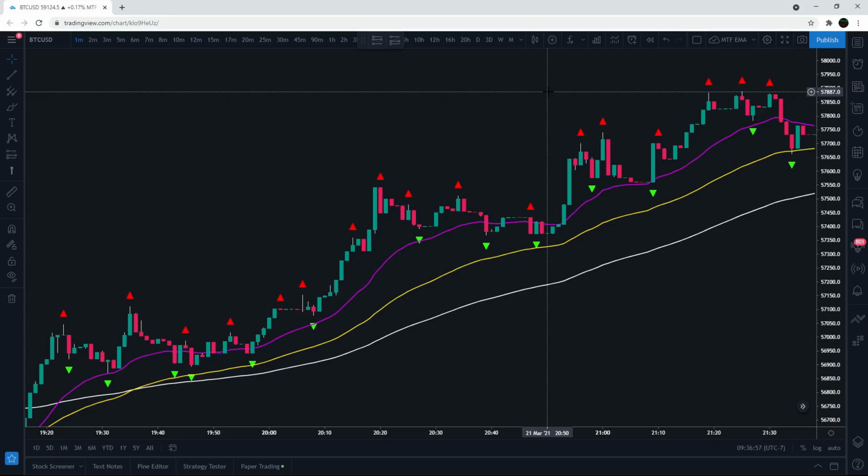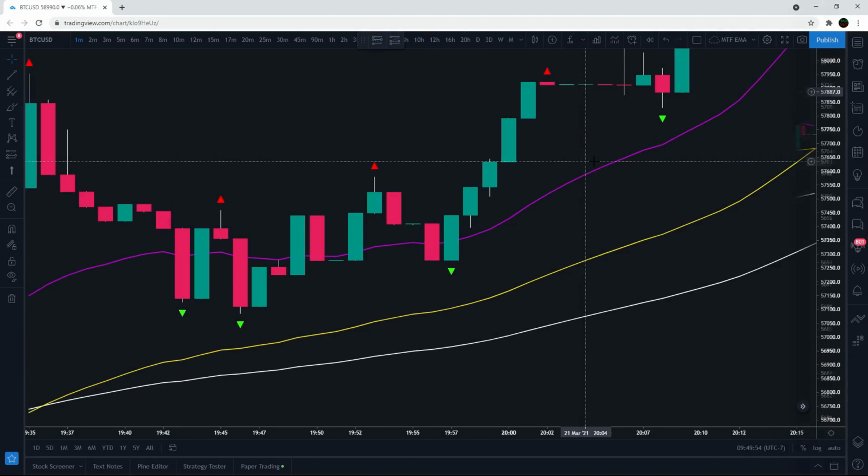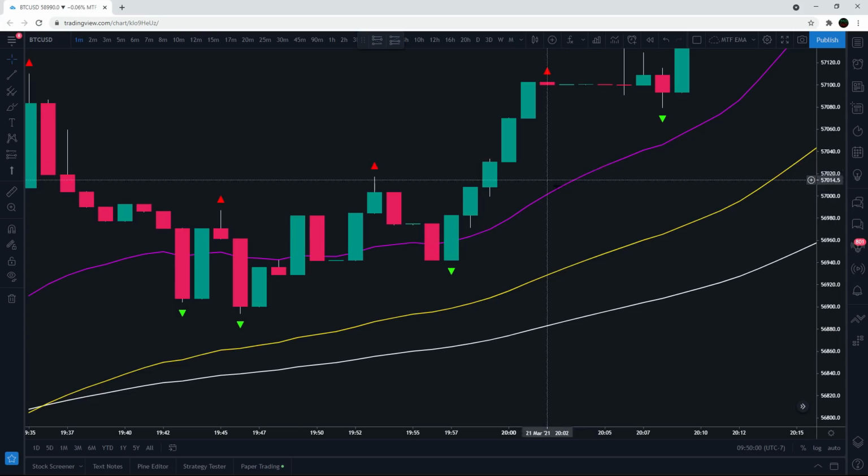Now let's get into the strategy and break it down. For this strategy, you're going to need 3 exponential moving averages. The first one in purple is a 20-period exponential moving average. The second is a 50-period, and the third a 100-period.